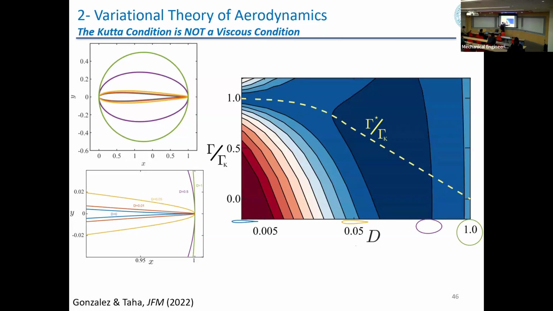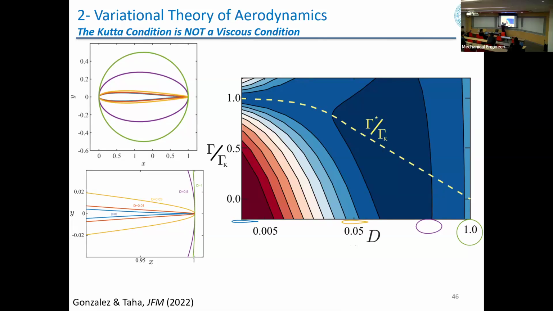So if you have a specific value for D, this means it's a particular shape. And for this particular shape, we have infinitely many solutions for gamma, but nature selects only one, the one that minimizes curvature in the language of Gauss. So for D equals 1, it's a circular cylinder, the minimizing gamma is 0, recovering the well-known fact that a circular cylinder is non-lifting. However, if you go to the other end of the spectrum, D equals 0, sharp-edged airfoil, the minimizing gamma, normalized by gamma Kutta, is 1. So we recover the Kutta condition as a special case.